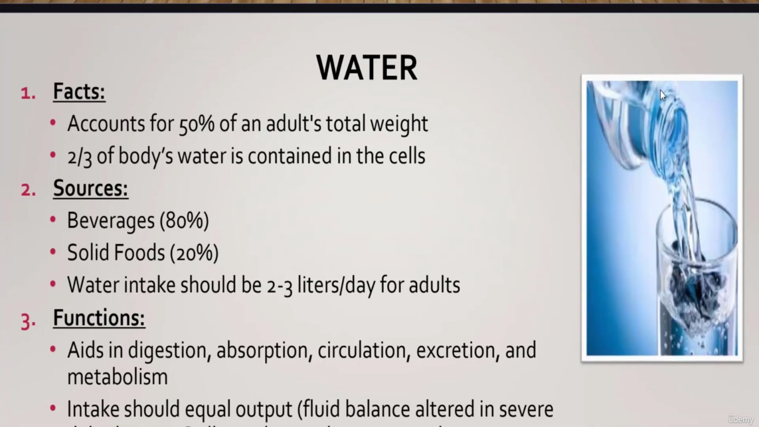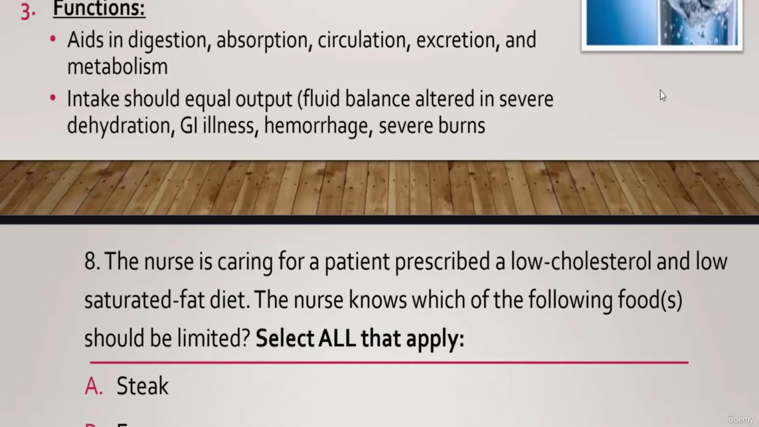Water, so water accounts for 50% of an adult's total weight. Two-thirds of the body's water is contained in the cells. Beverages, solid foods, water intake should be 2 to 3 liters a day for adults. Aids in digestion, absorption, circulation, excretion, and metabolism. Intake should equal output. Fluid balance is altered in severe dehydration, GI illness, hemorrhage, and severe burns.